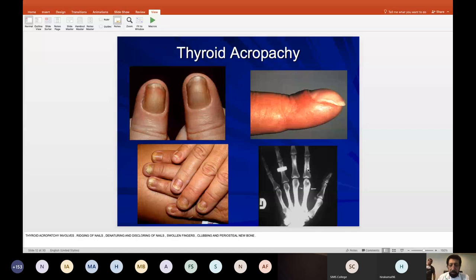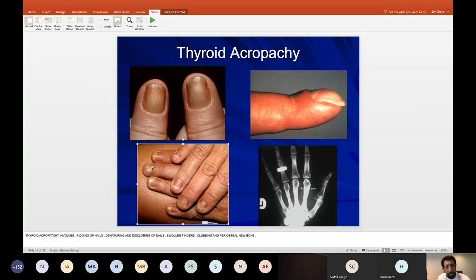You can see that the nails are also disfigured. This is a patient of thyrotoxicosis. What happens to the nails is that they start getting lifted from the underlying base, because the nails get their nutrition from the base of the nail. So the base of the nail starts getting separated from the nail itself. So the nails get separated.